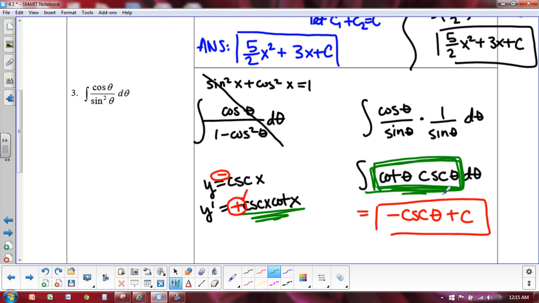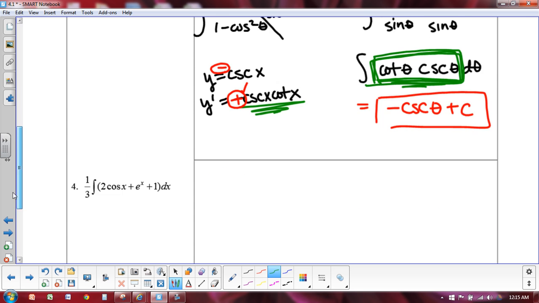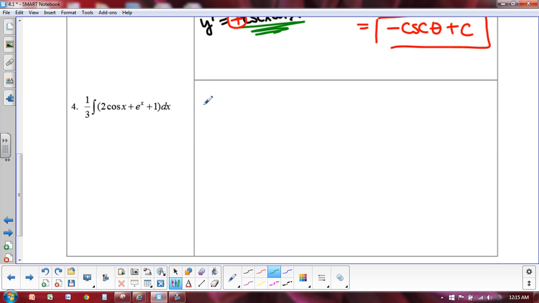Okay, then for example 4, they're mixing them all together. So the 1/3 is a constant. It can just hang in front as I do my thing. And then we talked about you could write out the separate integrals, or you could just go through and do them as you're going through. So 1/3 times 2 is a constant. It would hang out there.